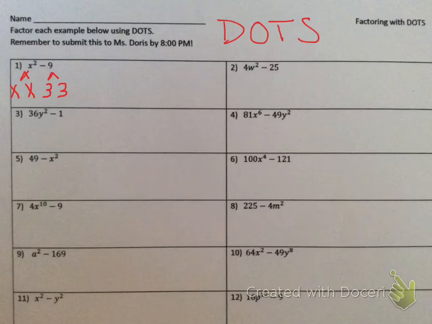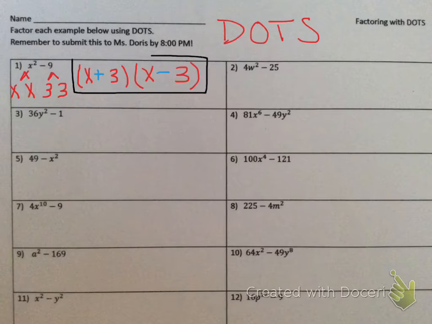Now when I write my answer for these, I want to keep the order the same. So because x squared came first, inside of my parentheses, the x is going to go first. And then 9 came second, so that means my 3 is going to go at the end. And then remember that the only difference between these two is that one of them gets a plus sign and the other one gets a minus sign. And that's my final answer here, x plus 3 and x minus 3. We just factored using DOTS.